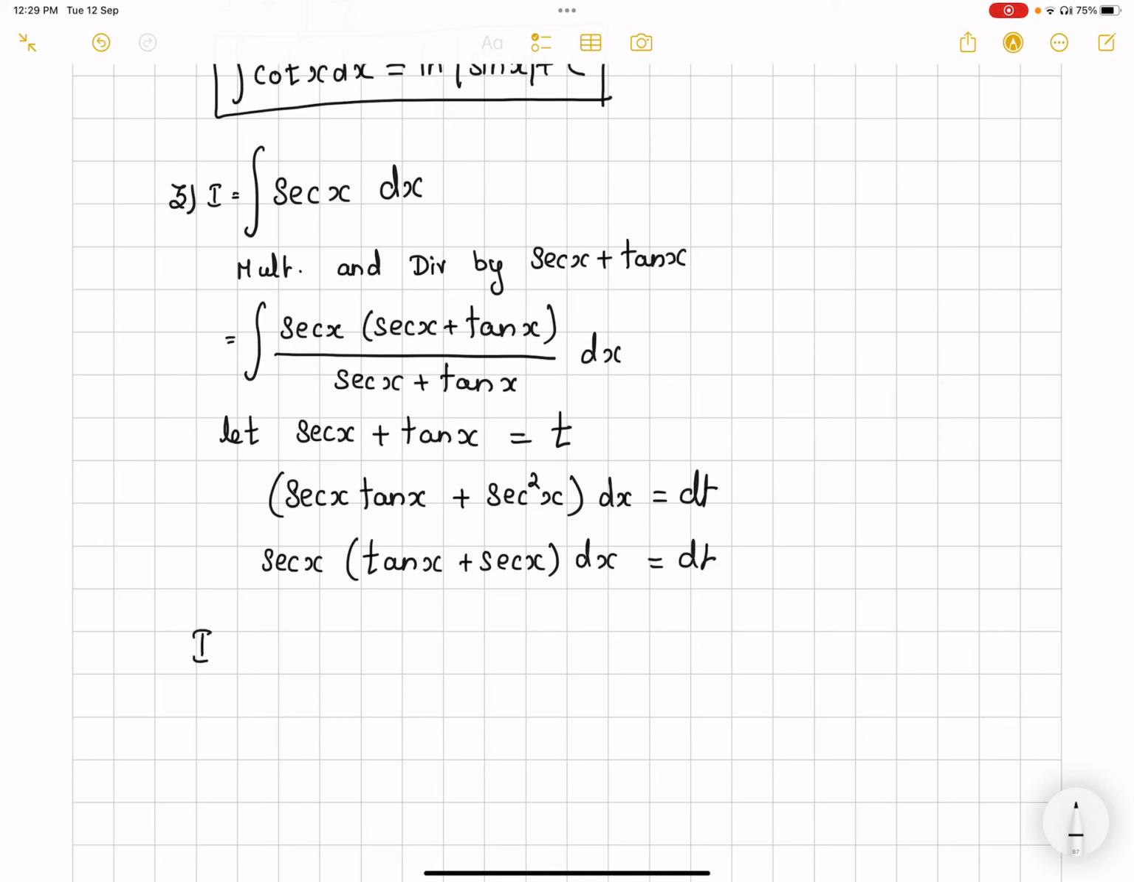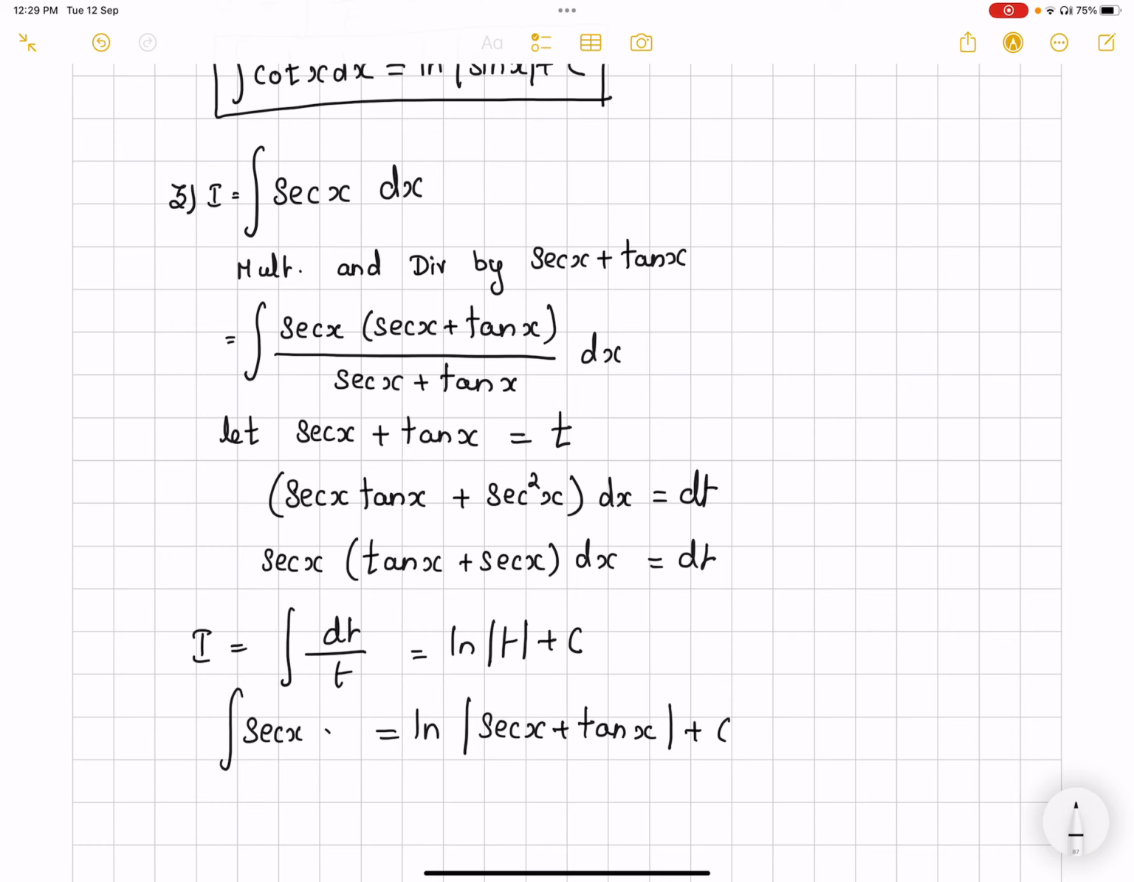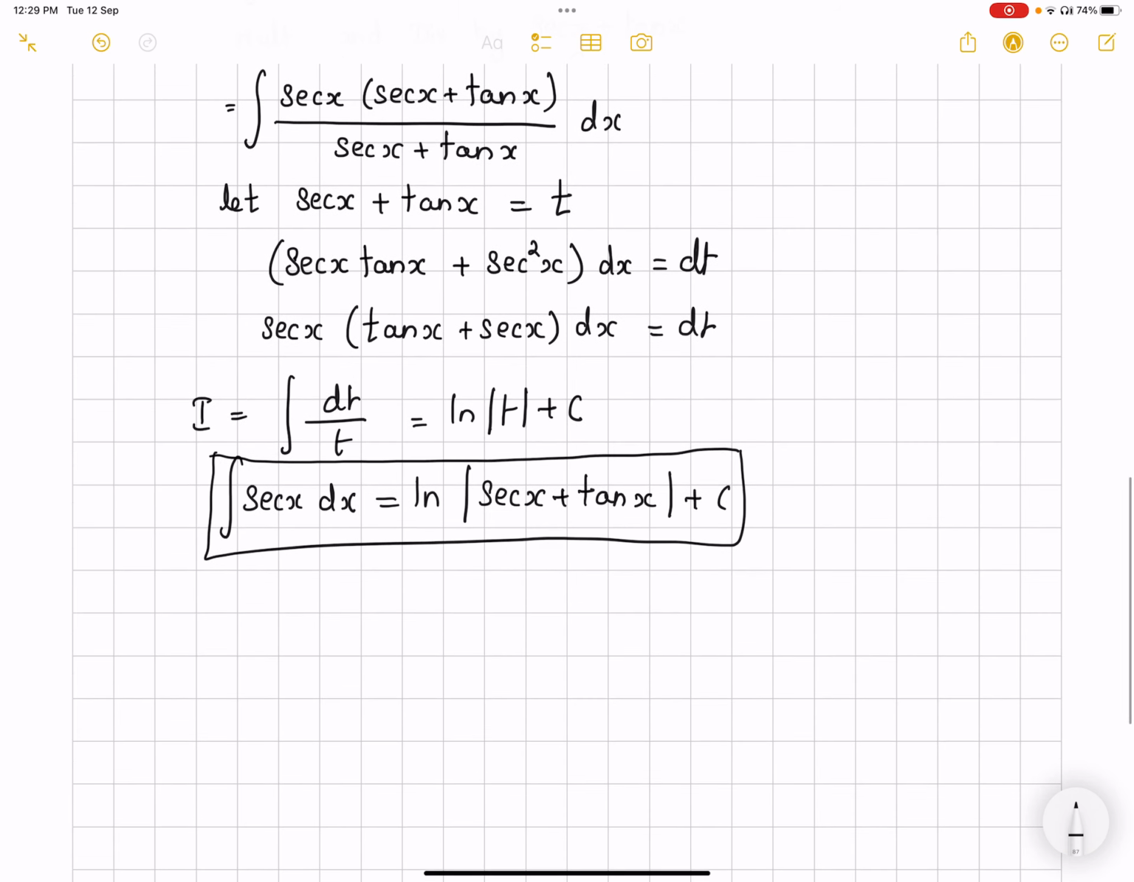So now your I is equal to dt divided by t, which is ln of mod t plus c, which is equal to ln of secant x plus tan x plus c. This is nothing but the integration of secant x dx. It's one of the important formulas like the other two because we would be using these things in problems hereafter under substitution. Now the next one, the last one which I'm going to derive, is the integral of cosecant x dx.